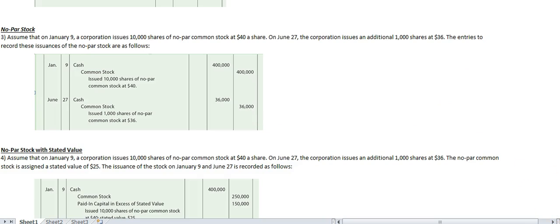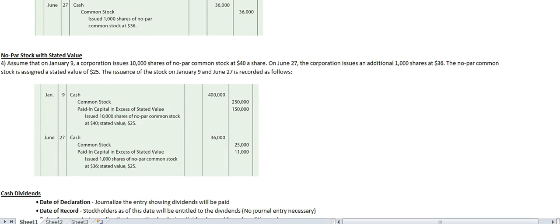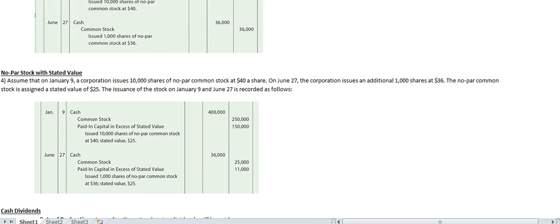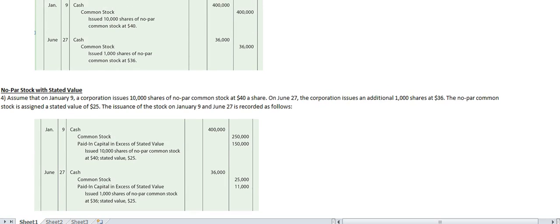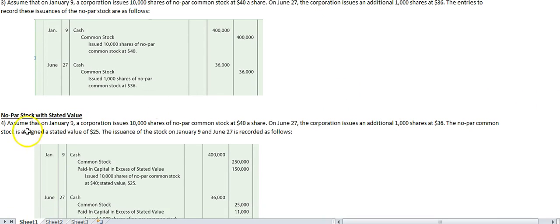Now on occasion, some no par stock has what they call a stated value. When they have a stated value, we will use that stated value just as if it was a par value. I'm not sure if they use the same example; let me put it here and see if we use the same one. Assume that the corporation issues 10,000 shares of no par common stock at $40. On June 27, the corporation issues an additional 1,000 shares at $36.